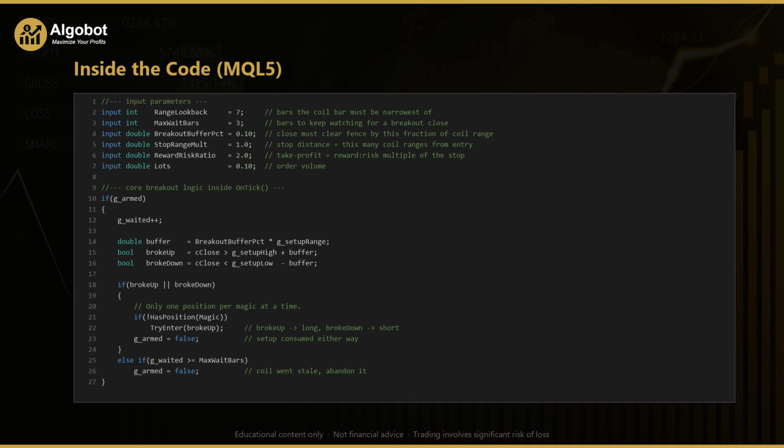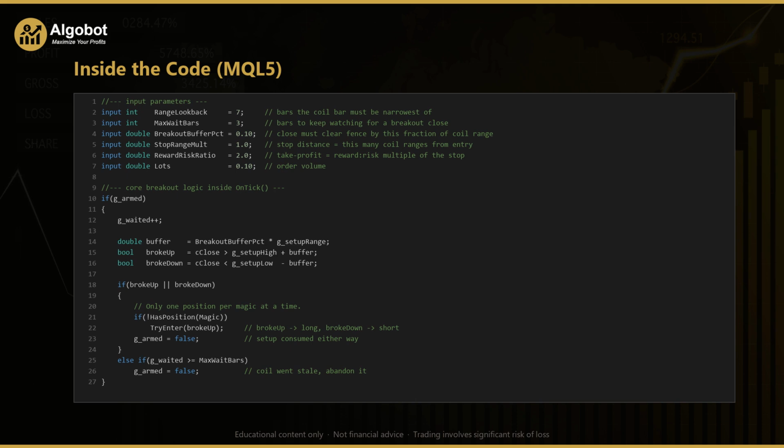RangeLookback sets how many bars the coil must be the narrowest of. Raising it demands a more significant contraction before a setup forms. MaxWaitBars controls how long the strategy keeps watching for a breakout before giving up on the coil. BreakoutBufferPct decides how far beyond the fence the close must travel. Increasing it filters out weak breaks, but may also delay your entry.